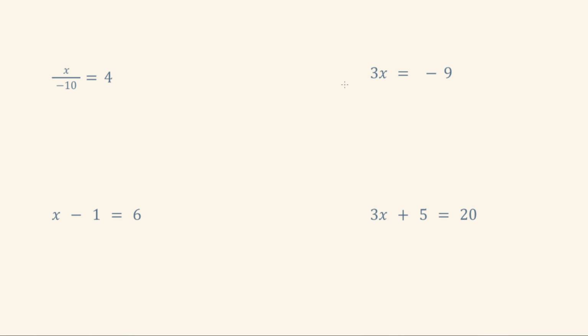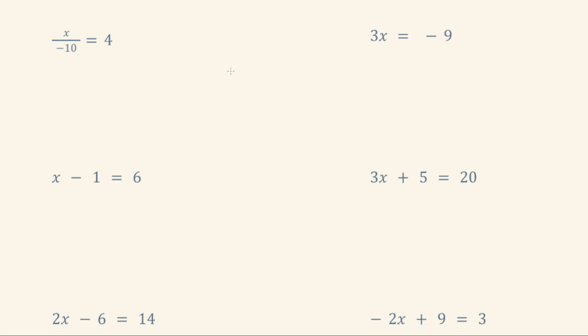On to the next question then. Here we've got x divided by negative 10 is equal to 4. So I have to undo that division by negative 10. The opposite of division is multiplication. So I'm going to multiply by negative 10.